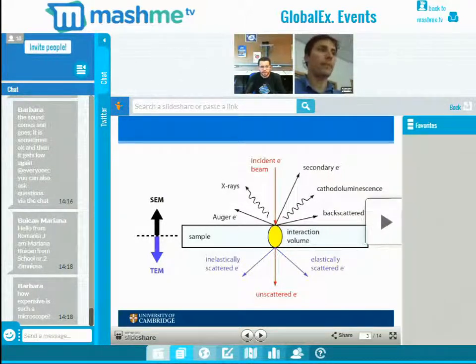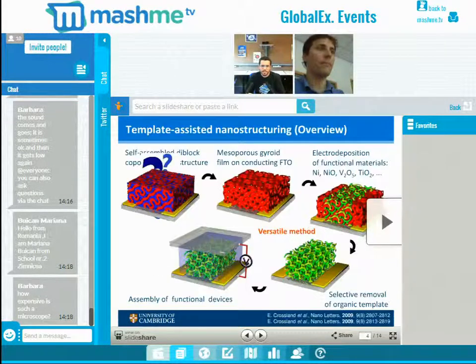Yes, there is a small question also from the chat from Barbara. How expensive is such a microscope? Sorry? How expensive is such a microscope? It really depends. There are high-resolution microscopes that cost up to a few million, but I think the one... €1 million? Yes.